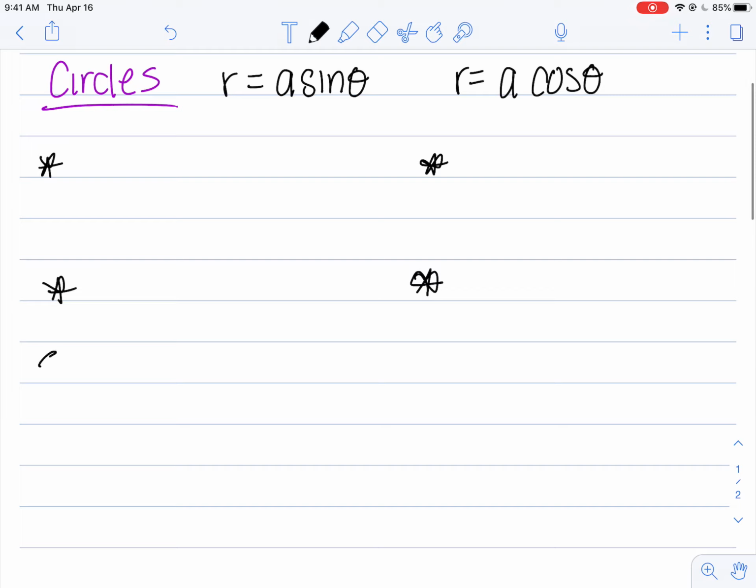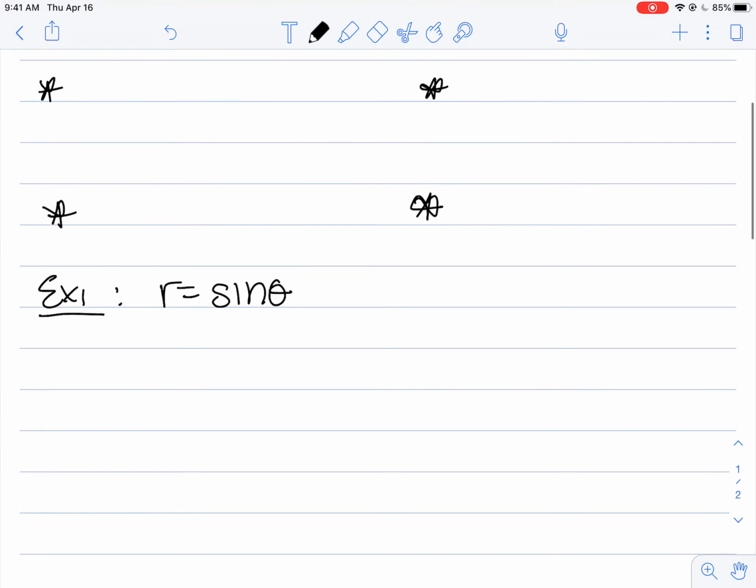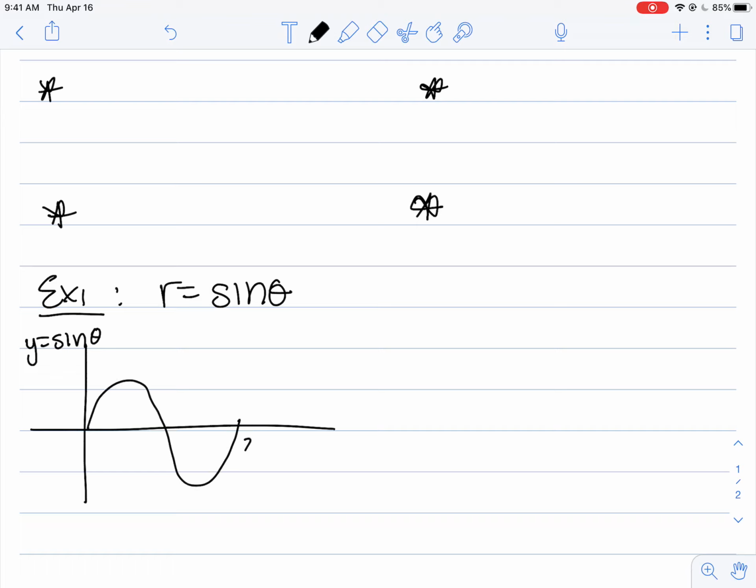All right, so let's try an example. Example 1. Let's start with graphing r equals sine theta. So our a value, our constant in front, is 1. In rectangular form, if you're trying to graph y equals sine theta, that graph looks like this, and we learned that last semester. Remember our critical points, our quarter points, midpoints, and all those. Our max is 1, minimum is -1.